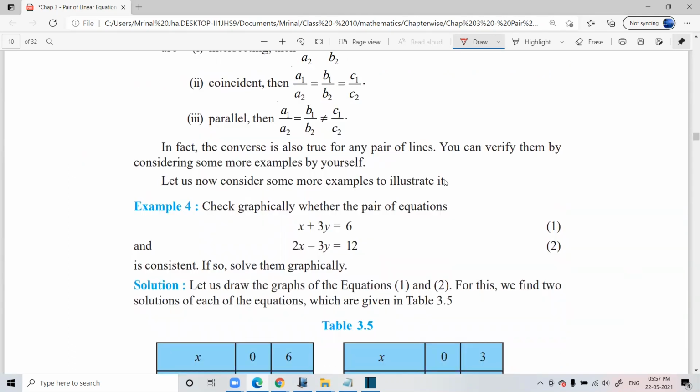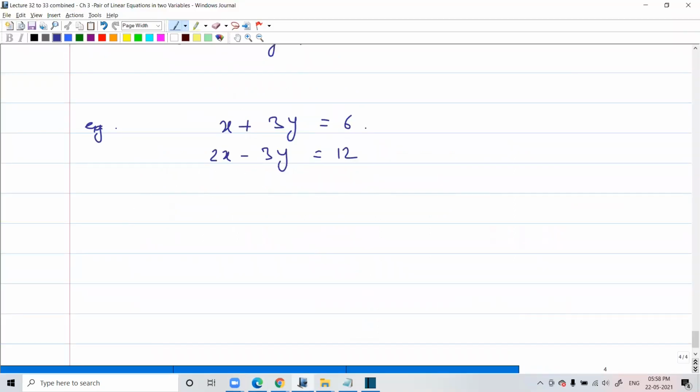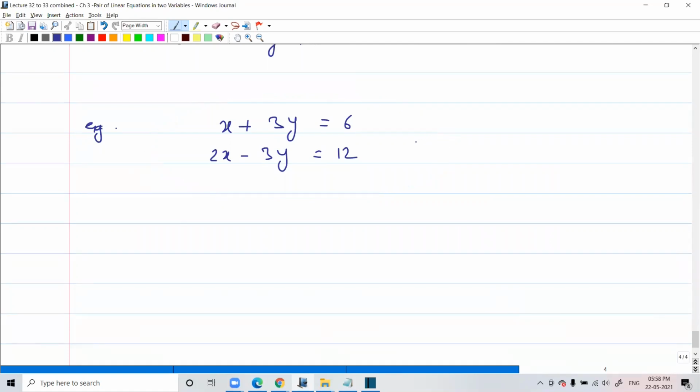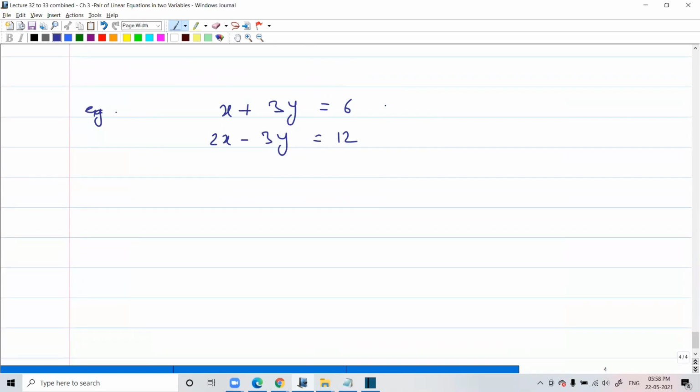So let's take this example 4, where the two equations have been given to you. This is the first equation, this is the second equation, and we need to check whether it is consistent or not. So we can check how many solutions it has, and based on that, we'll decide whether it's consistent or not. Now, is this in standard form already? No, sir. We need to bring the 6 and this 12 to the left hand side. Then it will be in the standard form, which we are going to follow.